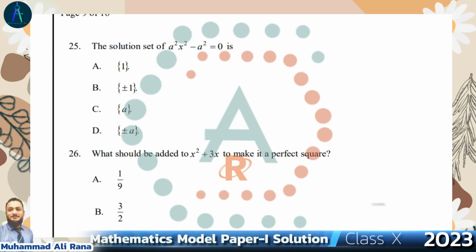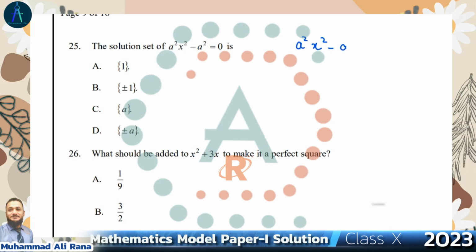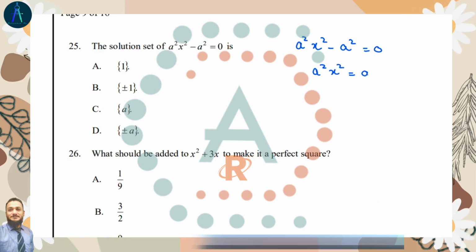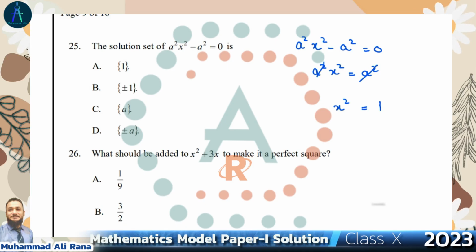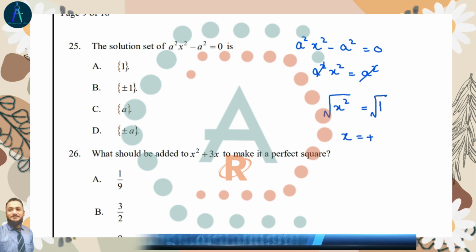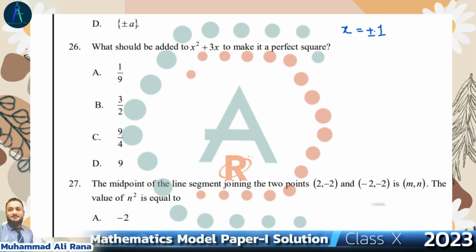The solution set of this equation. So let's find out the value of x. a square x square minus a square will be 0. And a square x square is equal to a square. So we will get x square is equal to 1. By taking square root on both sides, we will get x is equal to plus minus 1. So option B is the right answer.